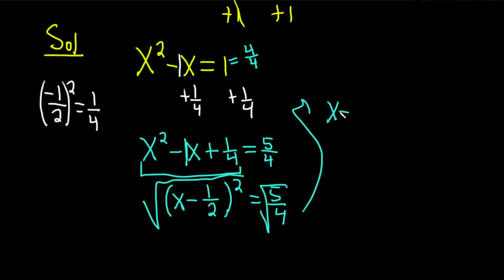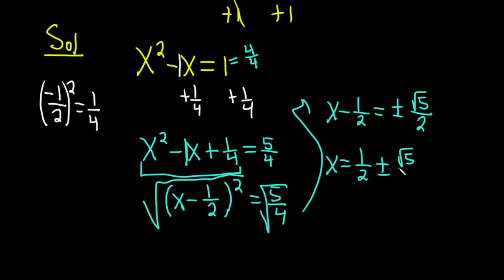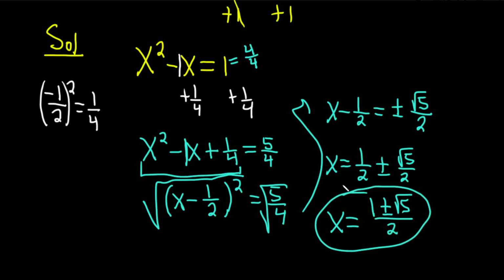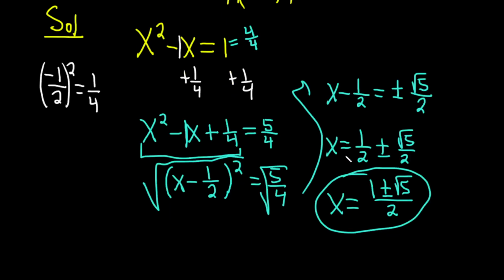So we have x minus 1/2 equals, and here you put a plus or minus. The square root of 5 is the square root of 5. The square root of 4 is 2. So we have x equals 1/2 plus or minus the square root of 5 over 2. I'm going to write it like this: x equals 1 plus or minus the square root of 5 over 2. So these would be the solutions to this quadratic equation: x squared minus x minus 1 equals 0.